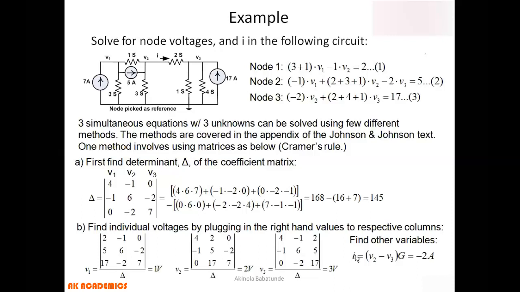And you know our I, where is I? I will be equal to V2 minus V3. Can you see here? Because I is going to be V2 minus V3 multiplied by this G, which is 2 here. Because our I is passing through the 2s and is in between node 2 and node 3. So I will be V2 minus V3 multiplied by this G, which is 2 here. If you do that, you're going to obtain I to be minus 2 amperes.